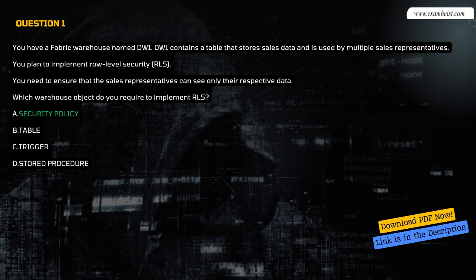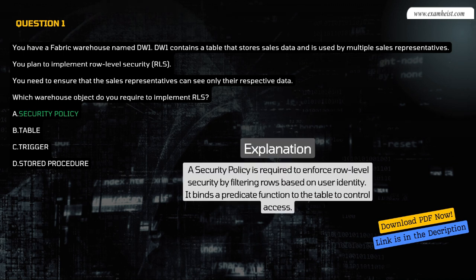Speaking ahead, the correct answer is A. Security policy. Explanation: Security policy is required to implement row-level security in a Fabric warehouse. The policy ensures that users can access only the rows they are authorized to see.